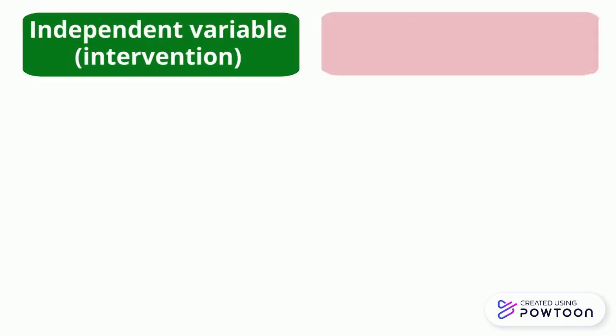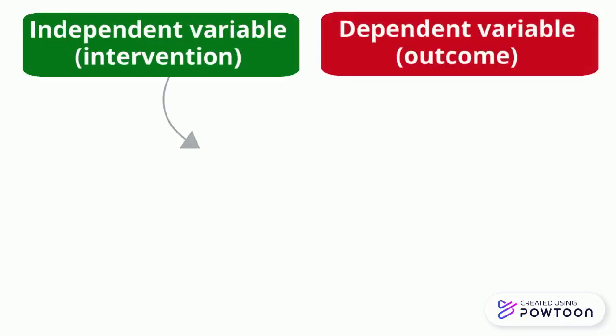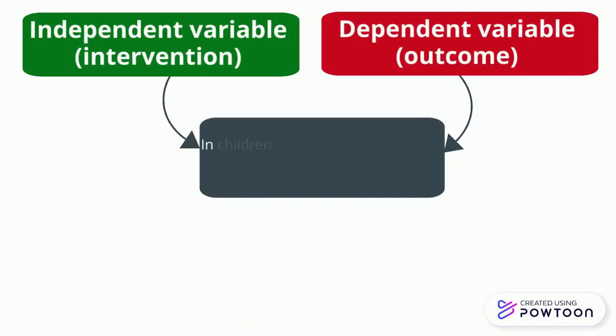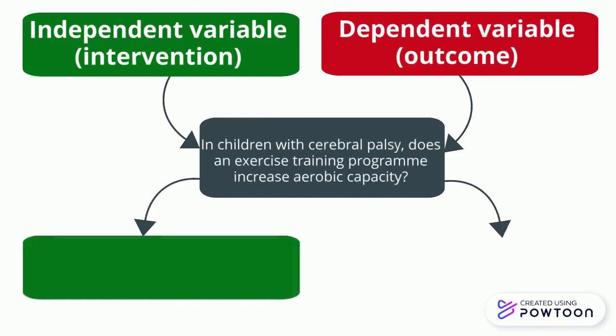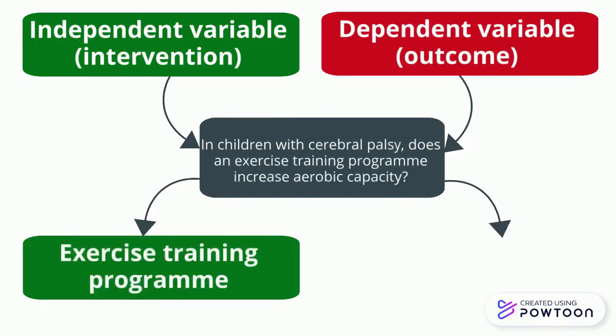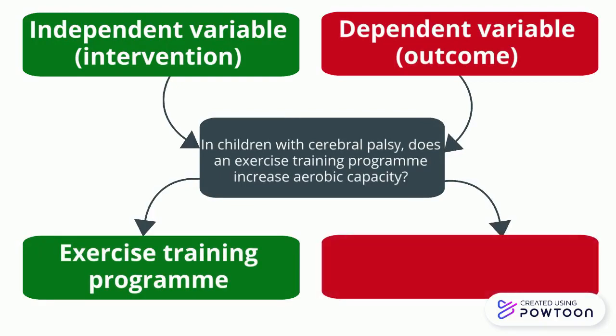We want to establish if the independent variable, the intervention, has an effect on the dependent variable, the outcome. For example, in children with cerebral palsy, does an exercise training program increase aerobic capacity? In this example, the exercise training program is the independent variable and aerobic capacity is the dependent variable.